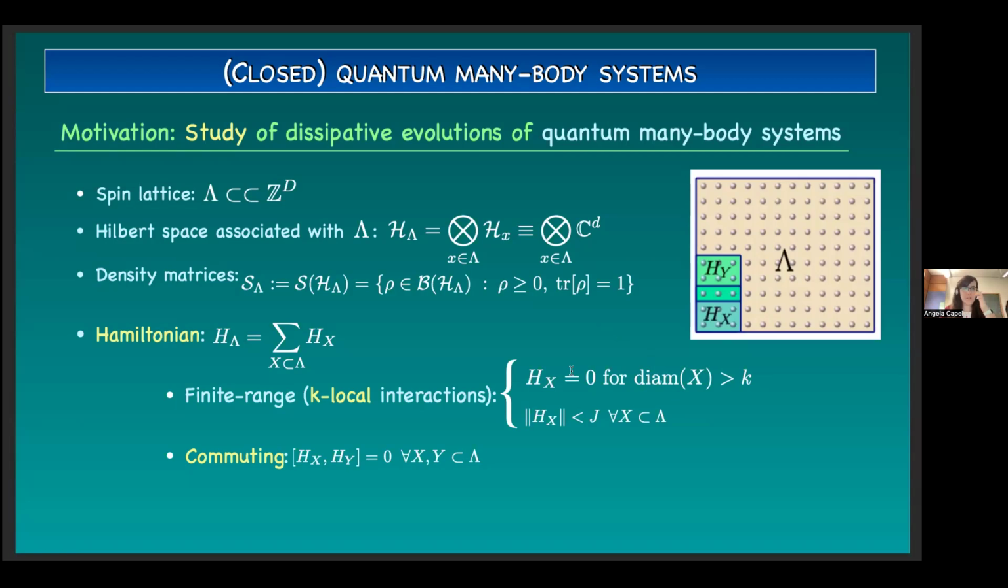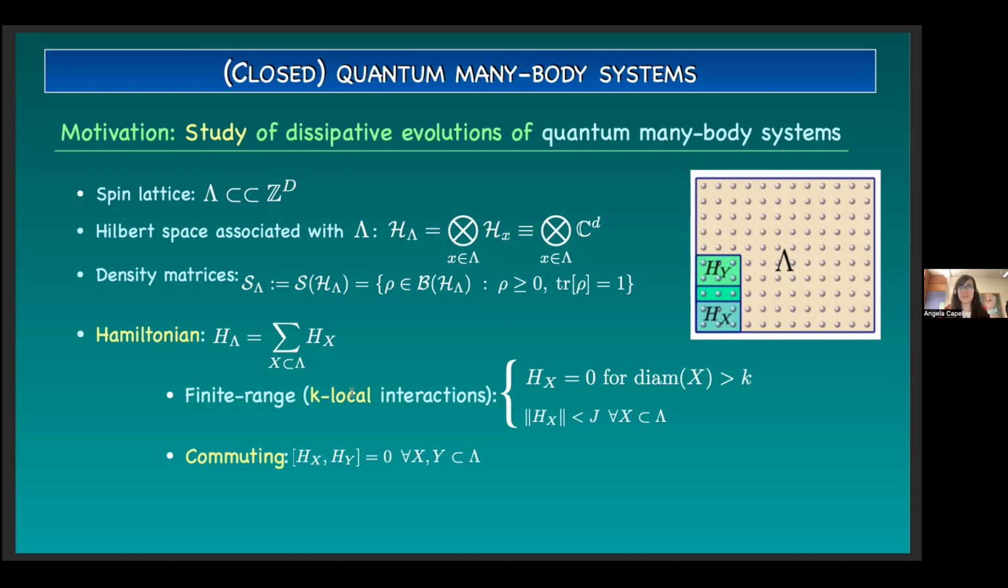And we are also considering that the norms of all the terms that compose our Hamiltonian are uniformly bounded by a certain constant that is the strength of the interaction, which we denote by J. This is, of course, totally trivial. The fact that this constant exists is trivial from the fact that this is a finite lattice and we are only considering k-local interactions.